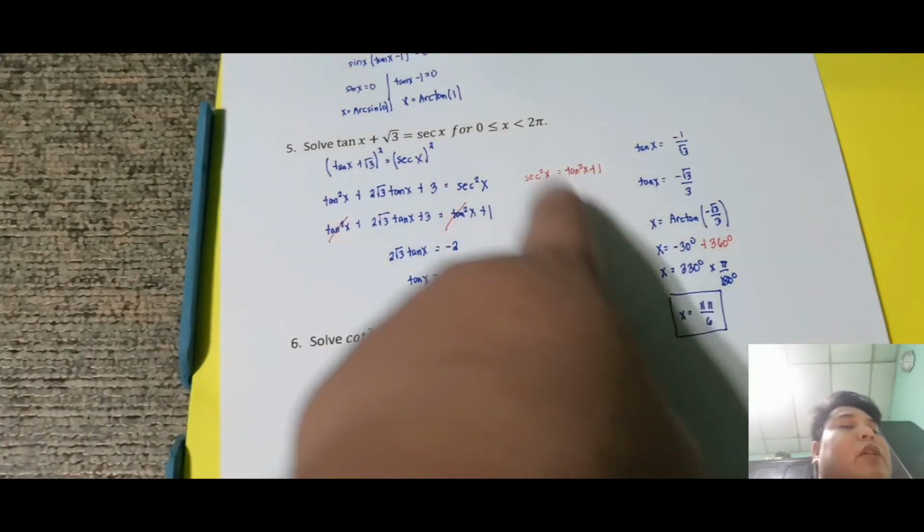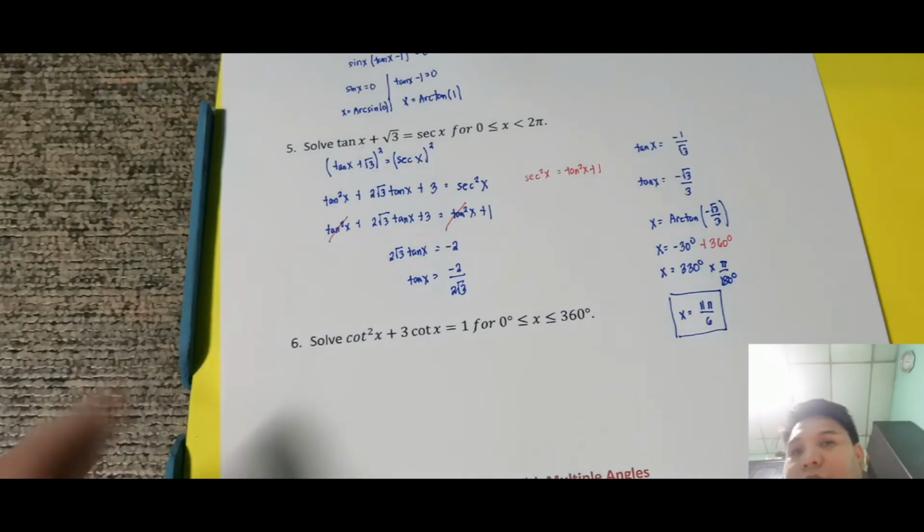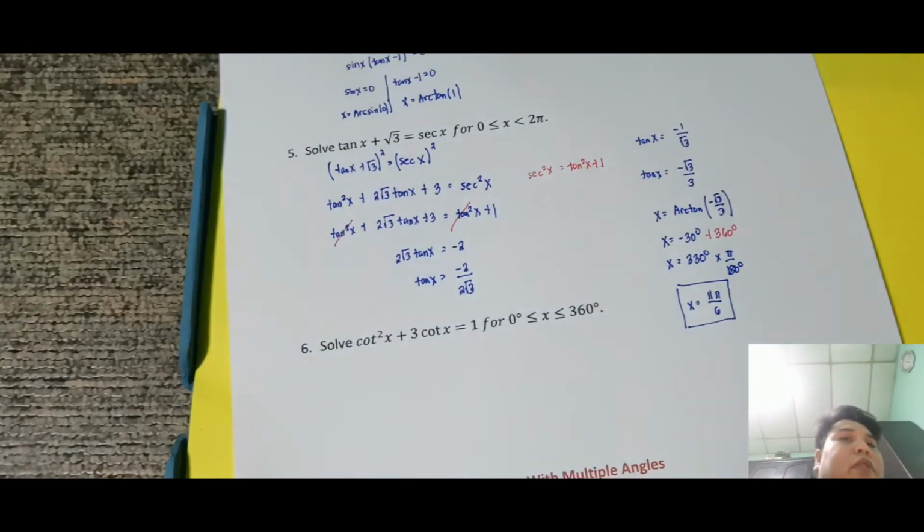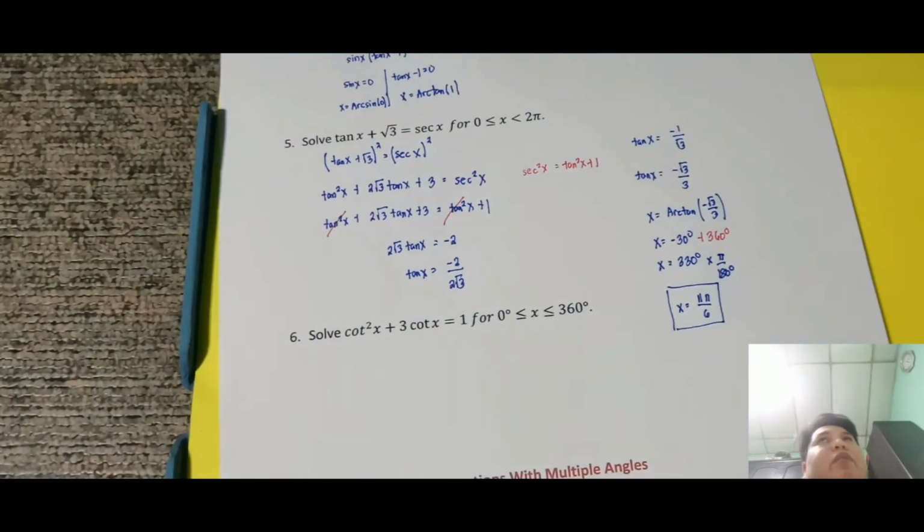So napansin nyo, nag-apply ako ng trigonometric identities. Actually, Pythagorean identities yung in-apply ko. So, yan yung mga technique usually. So, pag may square root, try mong ganun gawin natin.